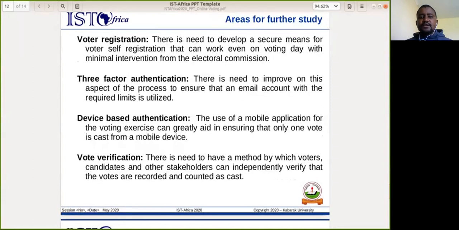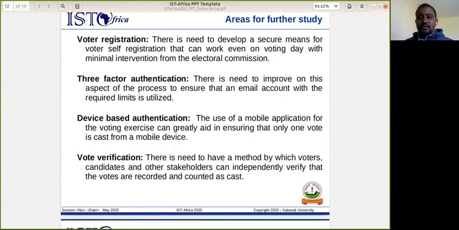So as a result, we have identified a number of areas of further study. Number one is we need to develop a secure means for voter self-registration. In other words, we want to avoid registering voters ourselves as a commission, so that the voters can actually self-register.